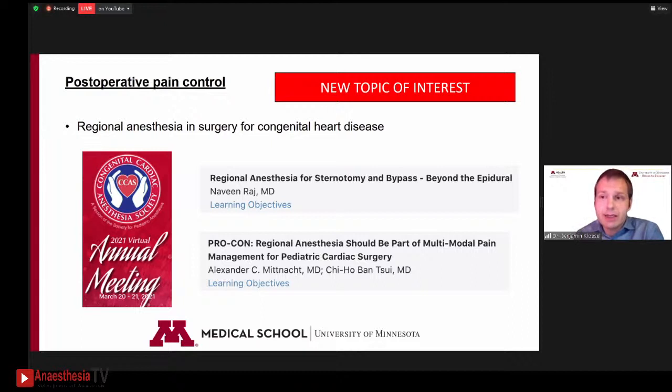This was in fact showcased in the recent meeting, the 2021 annual meeting of the Congenital Cardiac Anesthesia Society, during which there were specific panels and specific talks about regional anesthesia for sternotomy and bypass. And there was even a pro-con debate about whether regional anesthesia should be part of the multimodal pain management strategy for pediatric cardiac surgery.